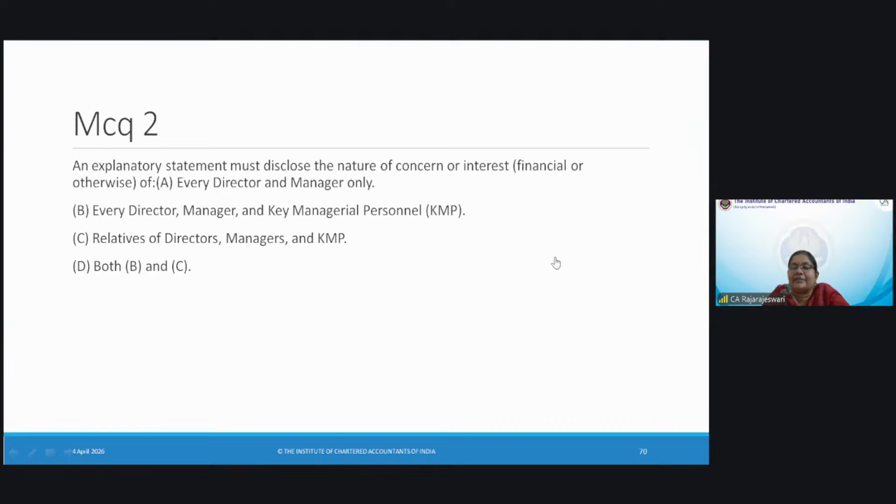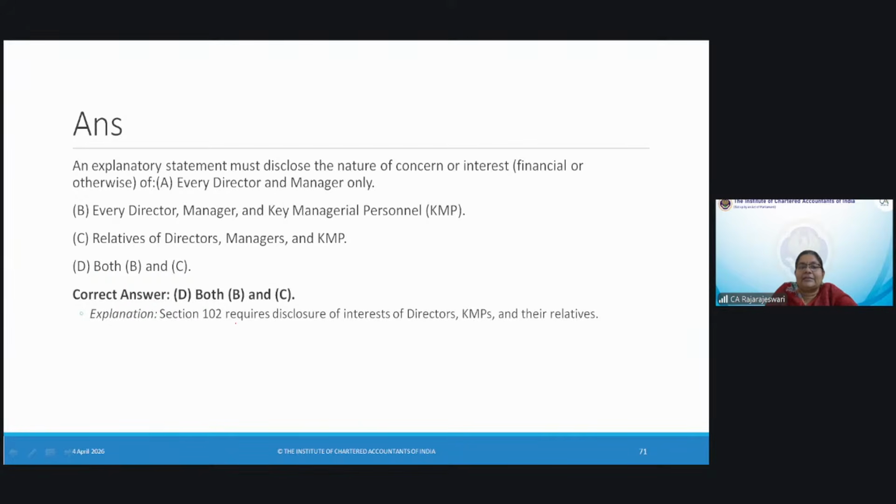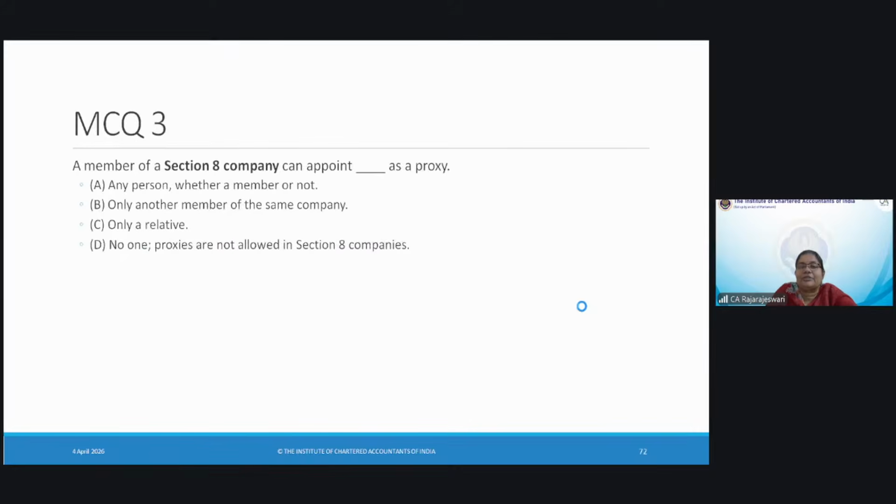Okay, good. Many are giving the correct answer. So, in the first case, key managerial personnel is excluded. Here, every director, manager, and key managerial personnel, relatives of directors, managers, and key managerial personnel, both are correct. So you have this option, both B and C. So D is the correct answer, because the section requires disclosure of interest of directors, key managerial personnel, and their relatives. They should also specify the nature of concern or interest.